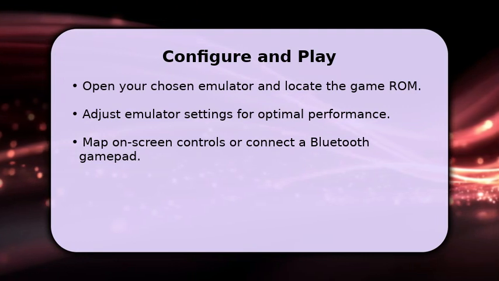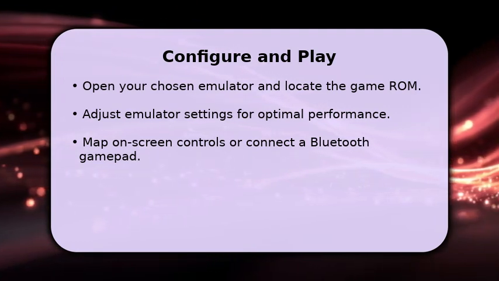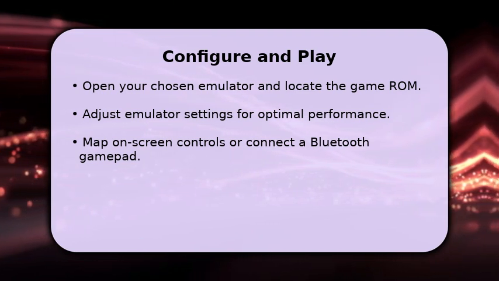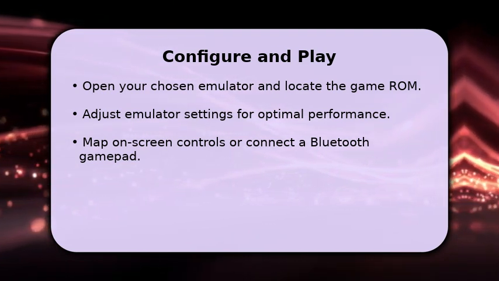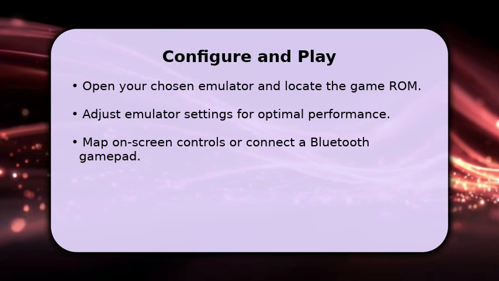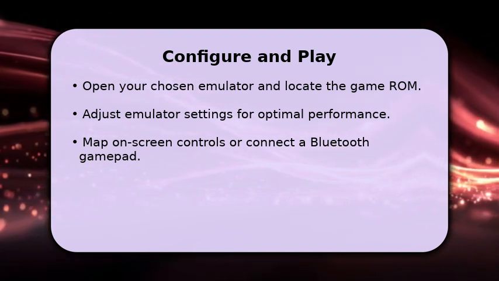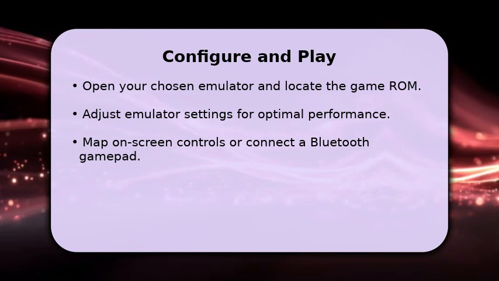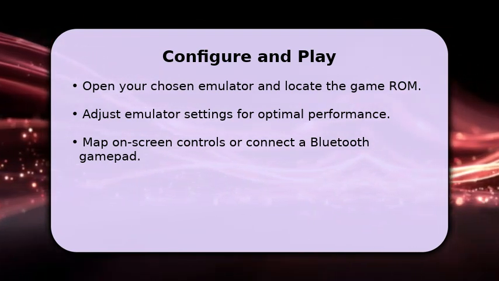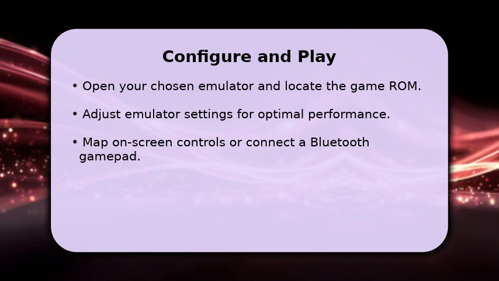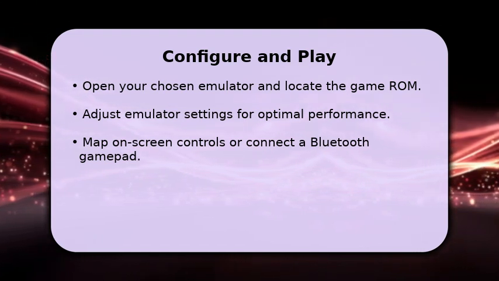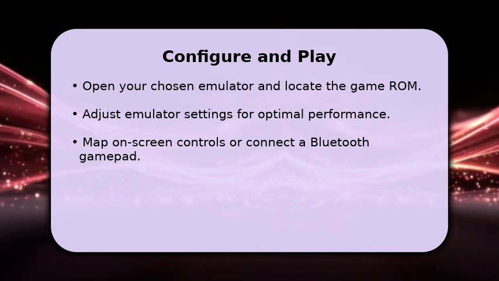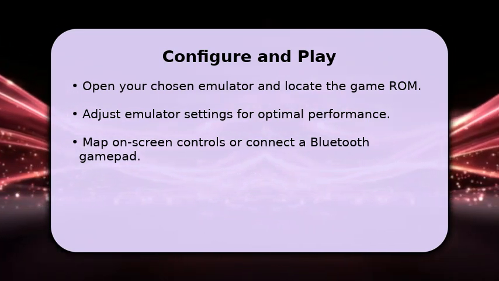Finally, it's time to configure and play. Launch your emulator and navigate to the folder where you saved the Devil May Cry 3 ROM. Select the game to load it. You might need to tweak some emulator settings, like resolution or frame skipping, to find the best balance between visuals and performance for your specific device. For the best experience, consider connecting a Bluetooth gamepad, as touch controls can be challenging for action games. Get ready to unleash Dante's stylish moves.